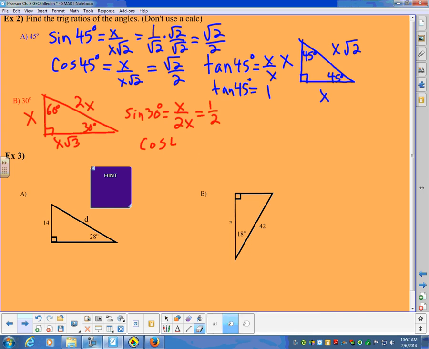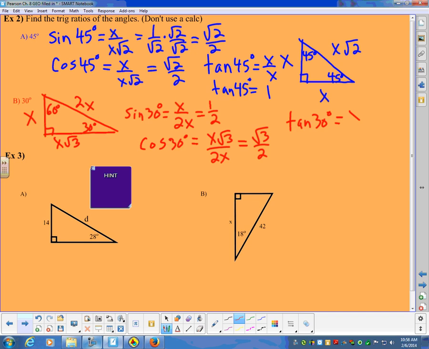What about cosine of 30 degrees? That's going to be what over what? x root 3 over 2x. And what does that simplify to? Root 3 over 2. And then we have tangent of 30 degrees is equal to the opposite, which is x, over the adjacent x root 3. What does that simplify to? Yeah, it's 1 over root 3.